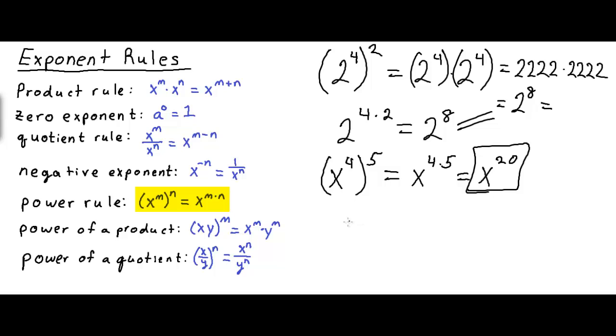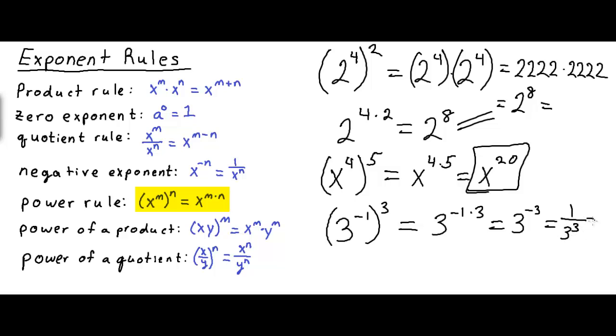One more. Let's look at a couple of them that might be combined with a couple of other rules that we have. 3 to the negative 1st power, cubed. Again, we're going to multiply our exponents. So we have 3 to the negative 1 times 3, which is going to give us 3 to the negative 3rd. That negative, again, all we're doing is flipping it. So we have 1 over 3 cubed. What is 3 cubed? It's 27.